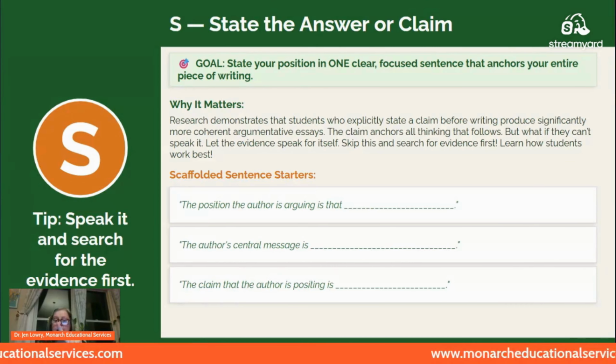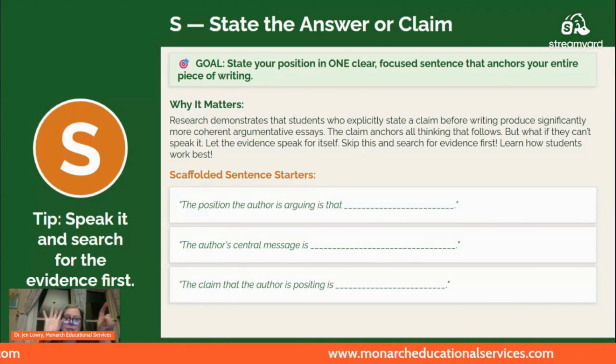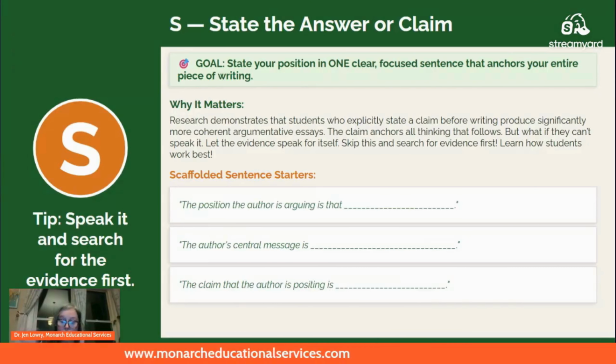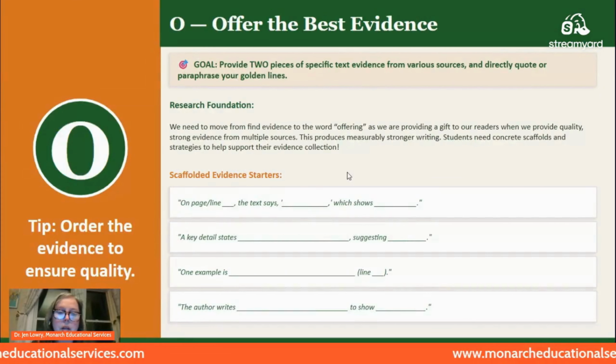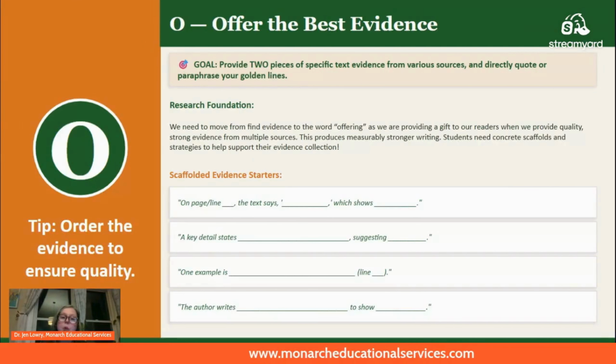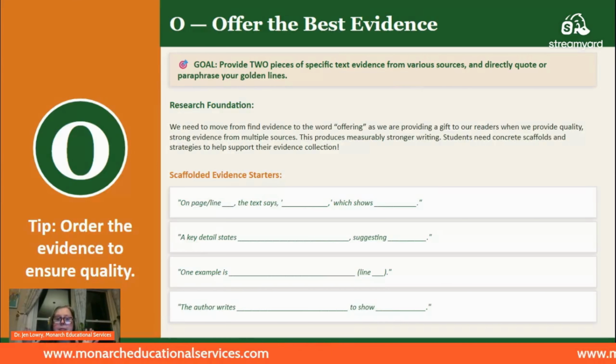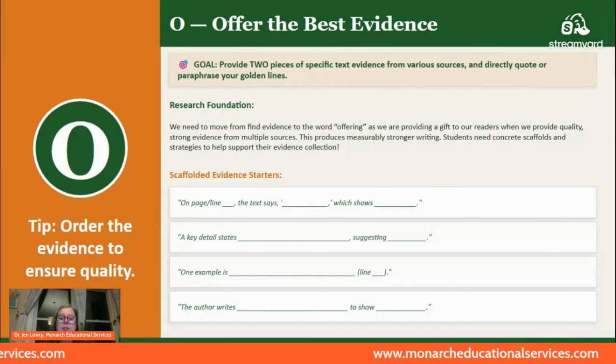So, yes, in the future, you're going to see some anchors with some monarch butterflies because this S is the anchor, all right? So now I want to go to the next slide. Now, offer the best evidence. And I know you're thinking, wow, she used offer when we usually are like, find the evidence or cite the evidence, right? And I want to tell you why I use this word offer.